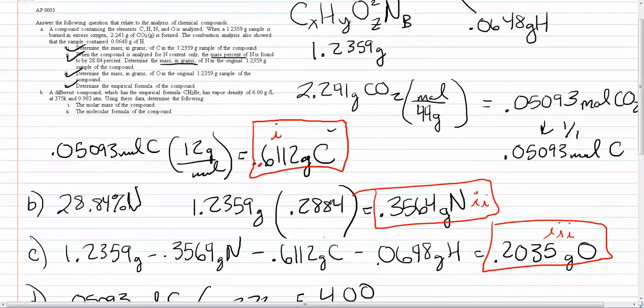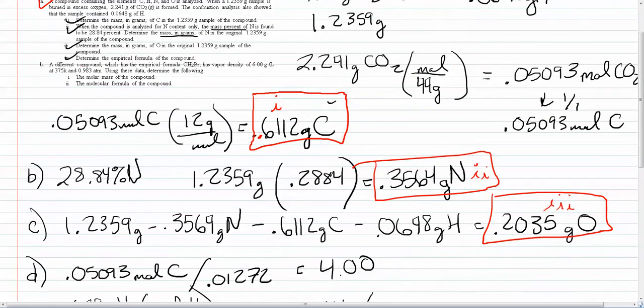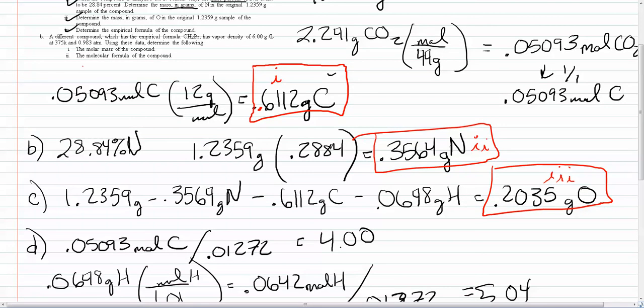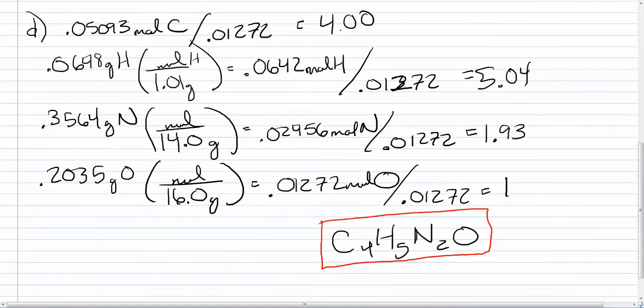All right, so we got that. It looks like we have got A handled. Now, in B, a different compound which has that empirical formula. So now we're talking about something that is totally different. We're doing a separate problem. We've got to figure out its molar mass, knowing its density, its temperature, and its pressure.